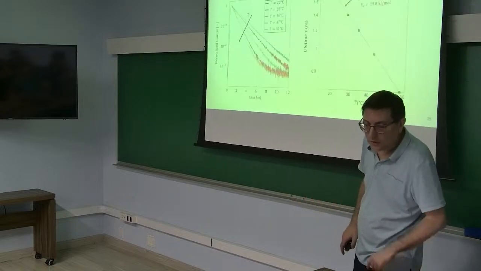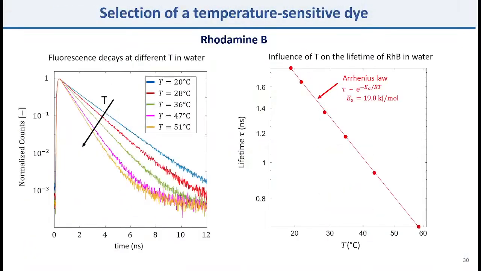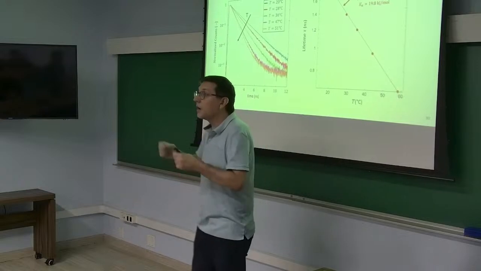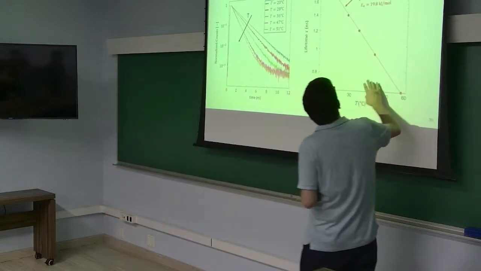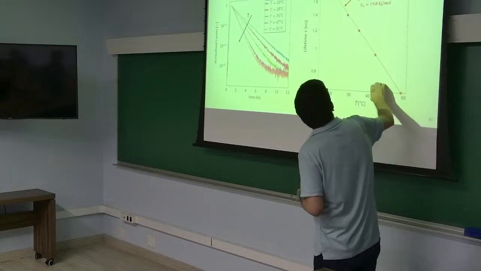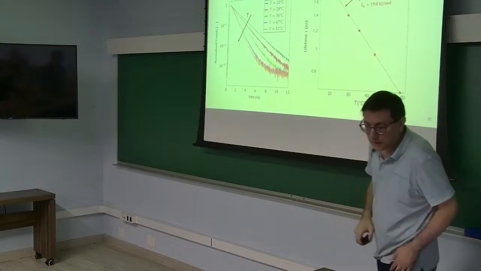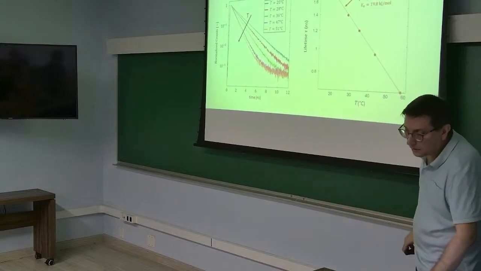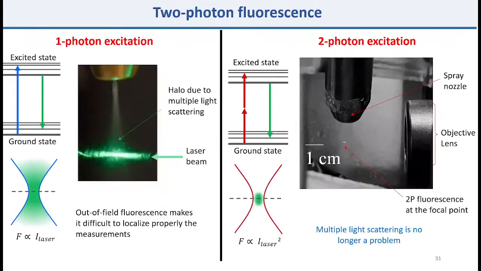So we can use this approach to measure the temperature. For example, in water, we can use rhodamine B. The fluorescence decay is faster when we increase the temperature due to collisional quenching. And to describe the effect of the temperature on the lifetime, we can use a kind of Arrhenius law with an activation energy. And there is also one thing that is interesting with using an ultra-short laser.